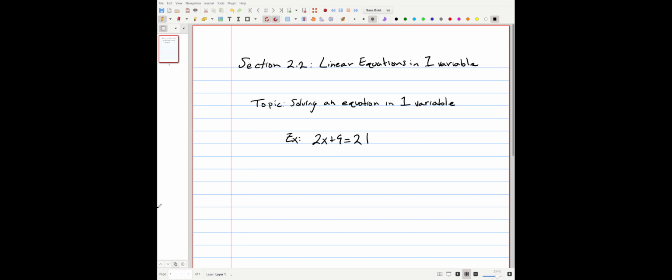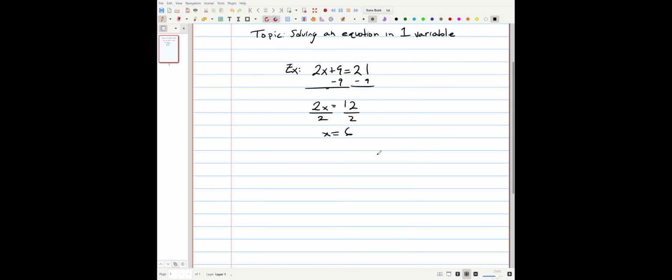And so algebra is the way that we figure this out rather than just trying to guess and check numbers, right? And so we would subtract 9 on both sides, and we get 2x is equal to 12. Divide by 2 on both sides, and we get x is equal to 6. Cool.